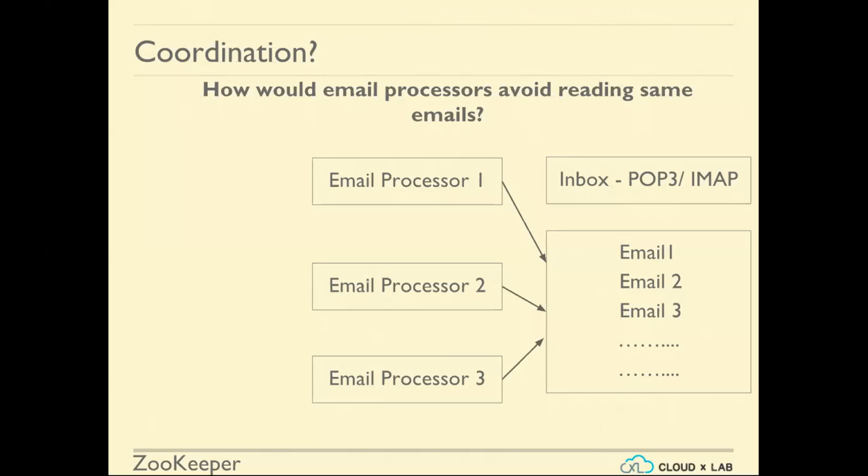Okay. Any other suggestions for the coordination between these email processors? One approach is that we create something called a partitioner, somebody who will delegate the work between these three processors. Any other suggestions?